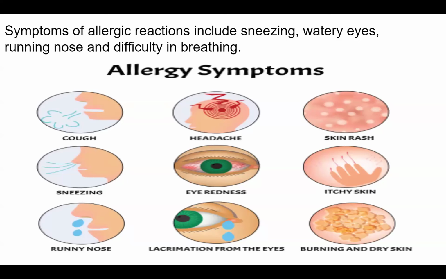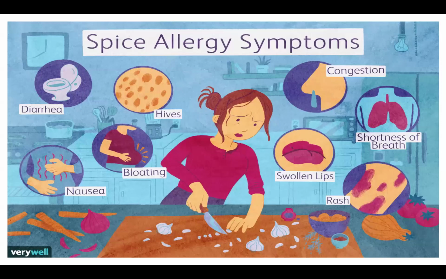Eyes redden and itch. If you are allergic to stings and all those, there might be itchy skin. Even with skin contact with pollens, there might be itchy skin. Then a runny nose is also a symptom of allergy. Then lacrimation from the eyes: your tears might be rolling from the eyes. Then burning and dry skin can also occur. So I have taken a very simple example of a spice allergy. Many people are allergic to spices.